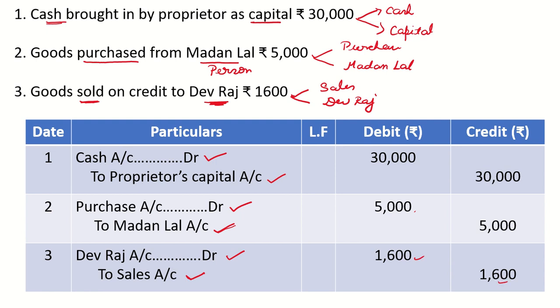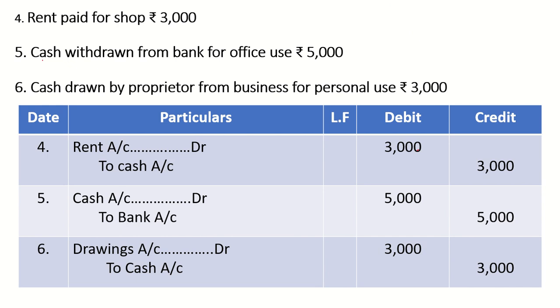So next we'll go to the fourth entry, that is rent paid for shop rupees 3000. So here the two accounts which get affected are, first, rent. Now what is rent here? Rent is an expense. Rent is an expense of the company because they're paying the rent. Now they're paying this rent in the form of cash of rupees 3000. So cash account gets affected here.